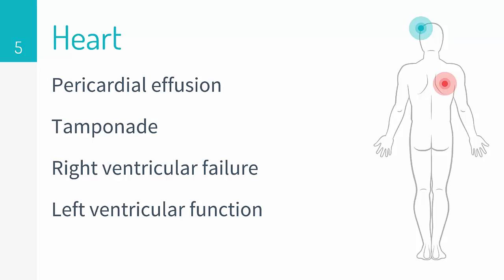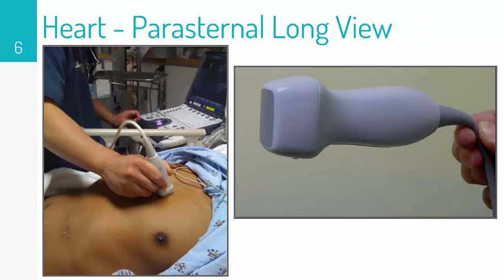Next, we're going to discuss the heart. This is the first organ assessed. Essentially, you can assess the heart in 2 views, the parasternal long view and the apical 4-chamber or subxiphoid view. These views will provide information about the presence of pericardial effusion and tamponade, right ventricular function, and left ventricular function.